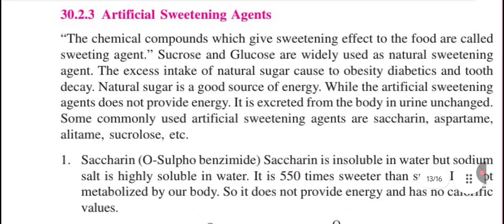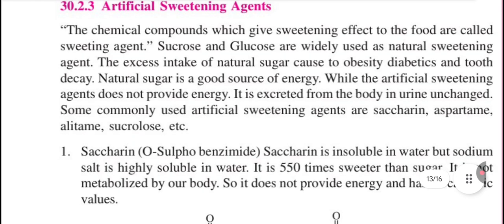Artificial sweetening agents. The chemical compounds which give sweetening effects to the food are called sweetening agents. Sucrose and glucose are widely used as natural sweetening agents. The excess intake of natural sugar causes obesity, diabetes, and tooth decay. Natural sugar is a good source of energy, while artificial sweetening agents do not provide energy. They are excreted from the body in urine unchanged.